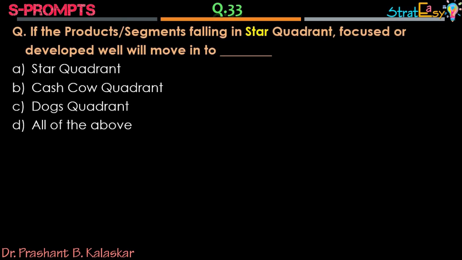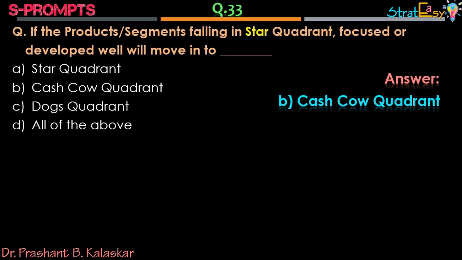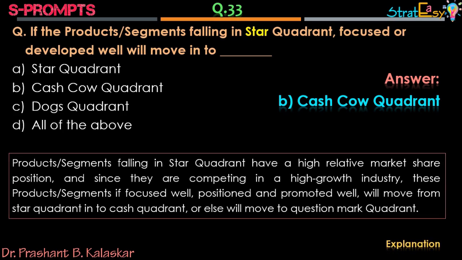Question number 33. If the products or segments falling in star quadrant are focused or developed well, will move into dash, and the right answer is cash cow. So products or segments which are falling in the star quadrant have a high relative market share position, and since they are competing in a high growth industry, if these products or segments are focused well, positioned well, and promoted well, they will move from star quadrant into the cash cow quadrant, or else they will move to question mark quadrant.